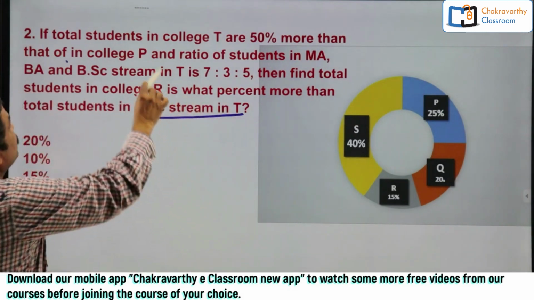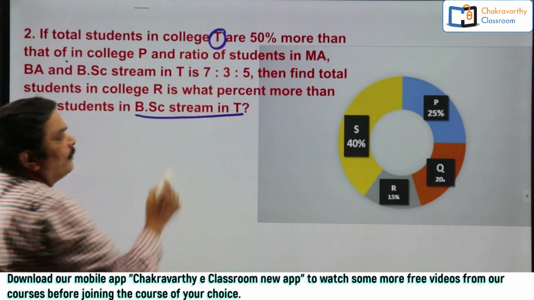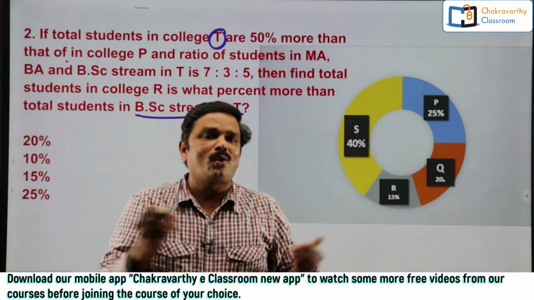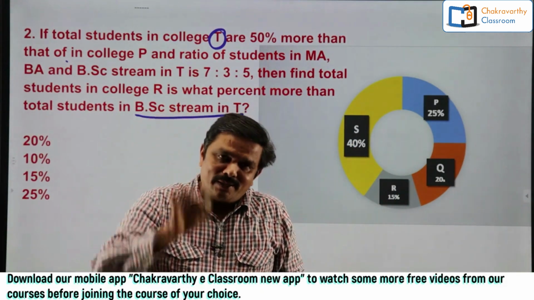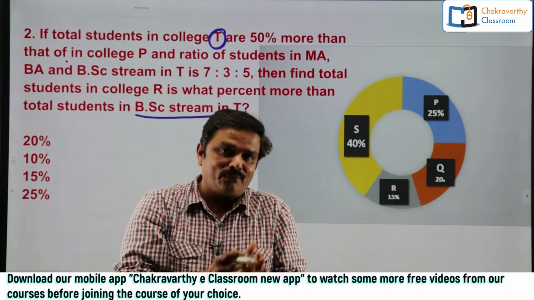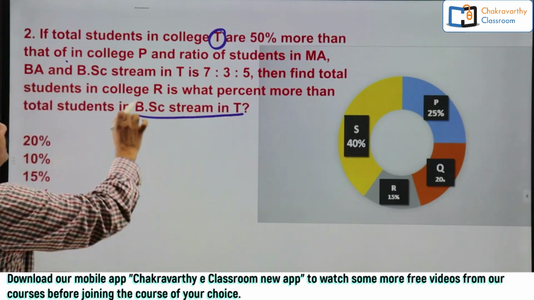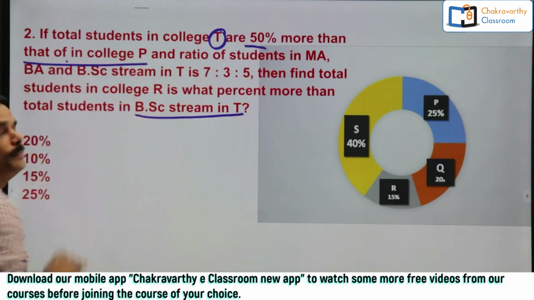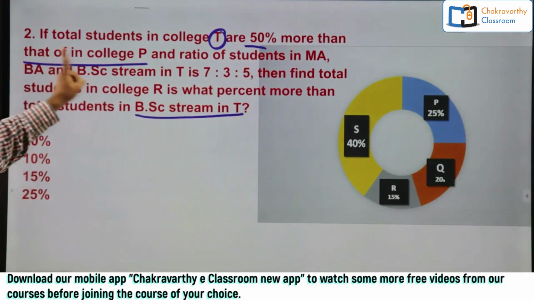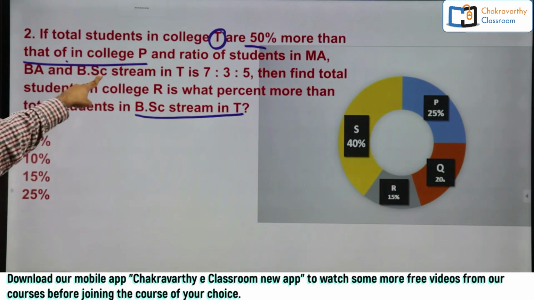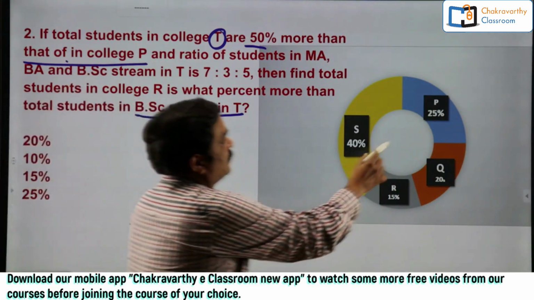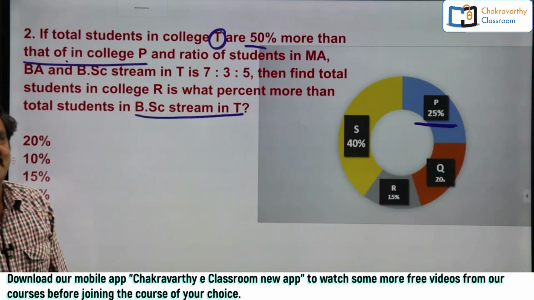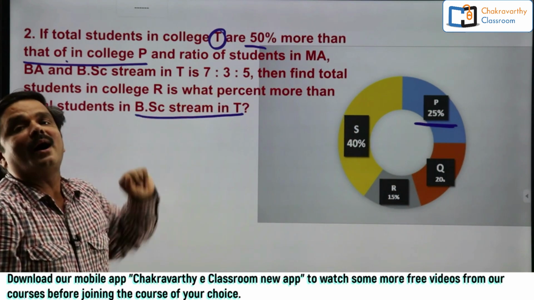Here they ask the question based on college T. Where is this college T? They have given P, Q, R and S only. There is no college by name T, but it's an imagination. He is saying that if the total students in college T are 50% more than that of in college P. So number of students in college T are based on that of the number of students in college P. This is what exactly they have given. Now you tell me students, what exactly they asked for.